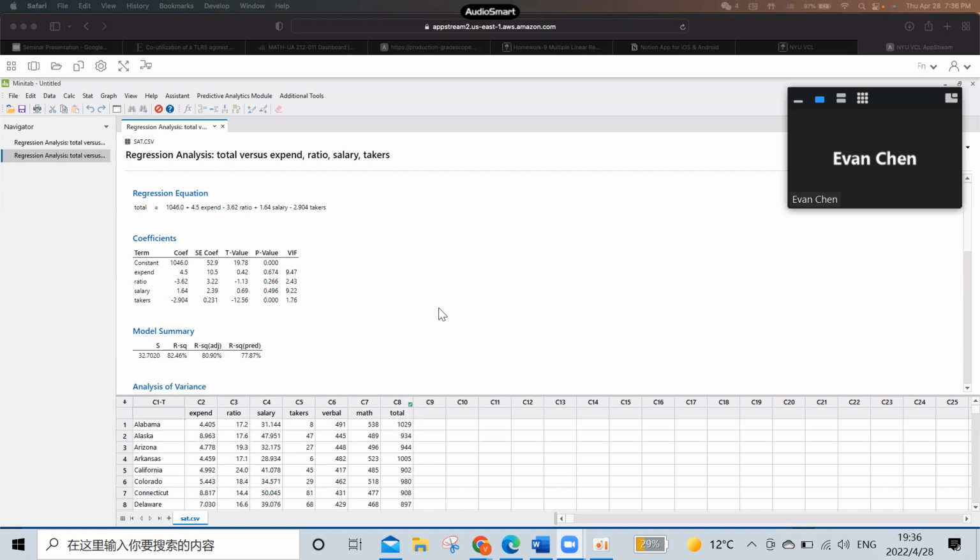In this homework, we just told you to use expand, ratio, salary, and takers as parameters. But maybe it's better to just use expand and salary and forget about ratio and takers, right? And how to do that trade-off. There's an F test. I'm not sure if you have gone over it, but it's very important, both in your real life analysis and in the final exam. Okay.